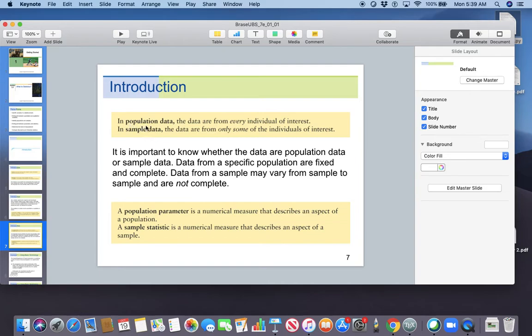Now, population data. What is population data? Data are from every individual of interest. In sample data, data are from only some of the individuals of interest. You see, if I want to study the heights of all the people who have climbed Mount Everest, well, that's a huge population. Okay, so that is the population information.